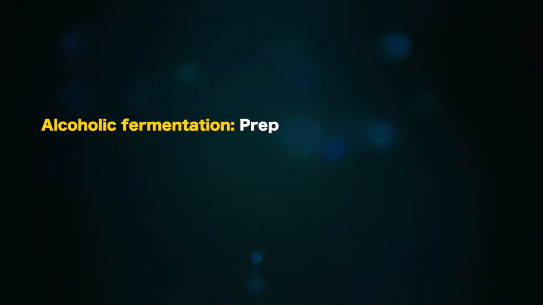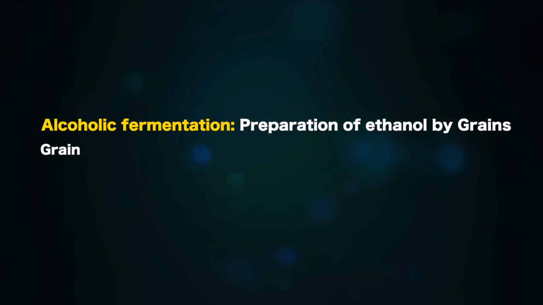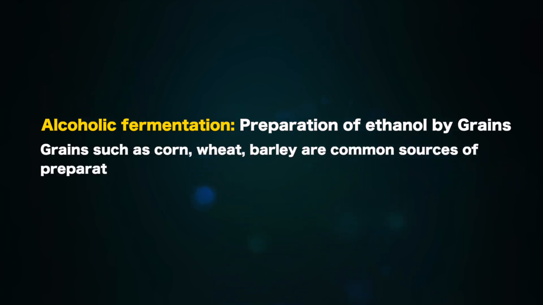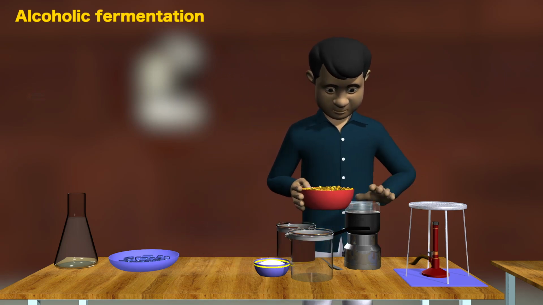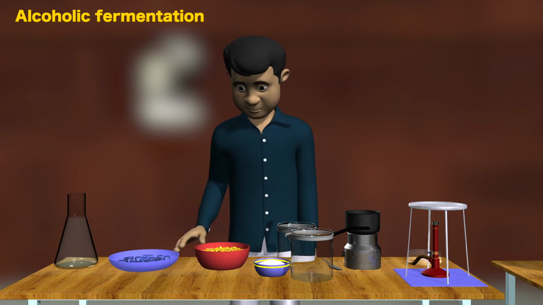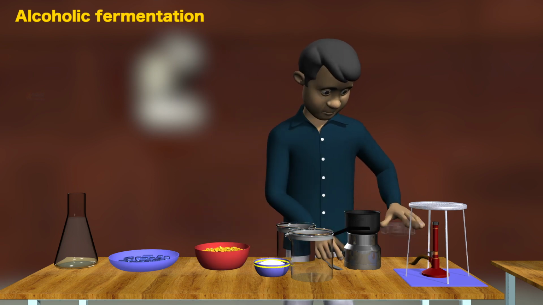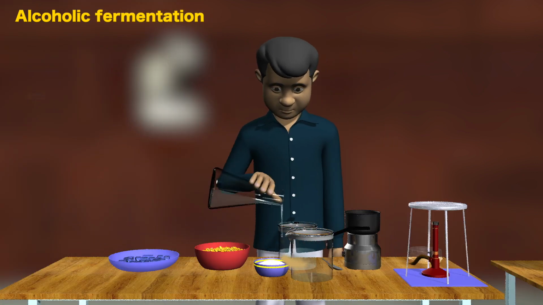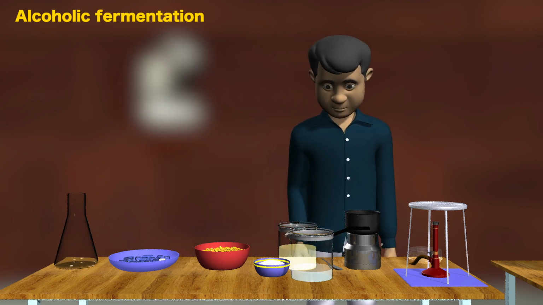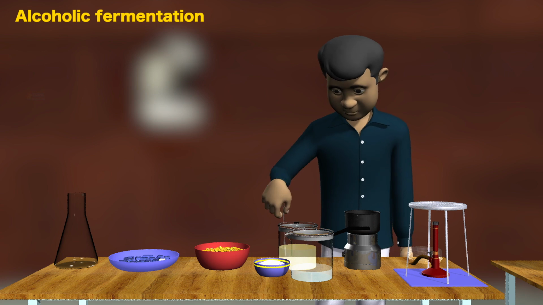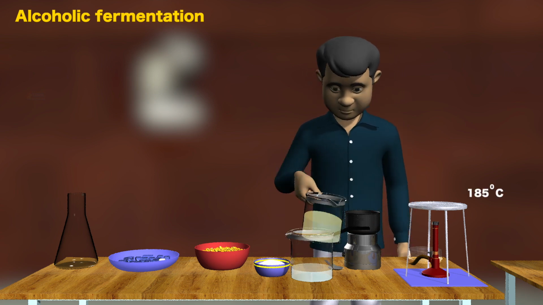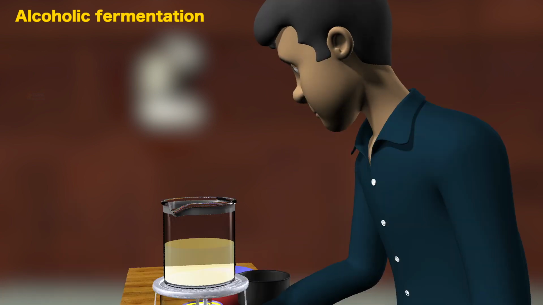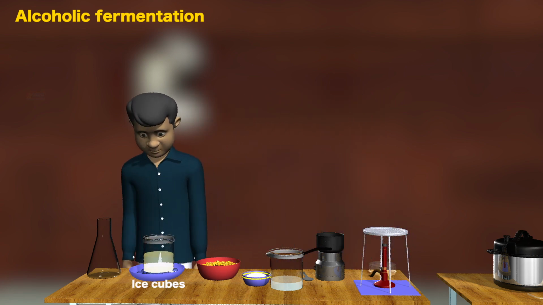Alcoholic fermentation. Preparation of ethanol by grains. Grains such as corn, wheat, barley are common sources of preparation of ethanol. Let us take raw corn and grind the corn into powder by using a grinder. Put the powder form of corn into a jar, add some amount of water into it and mix it well. Heat the mixture up to 185 degrees Celsius. Keep it in an ice cube bowl to reduce the temperature up to 92 degrees Celsius.